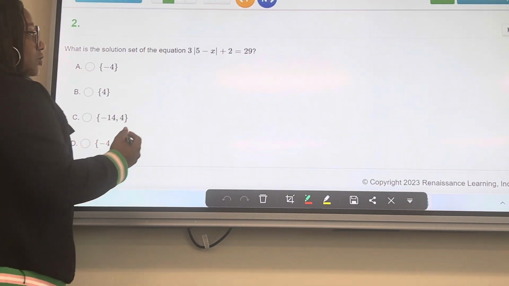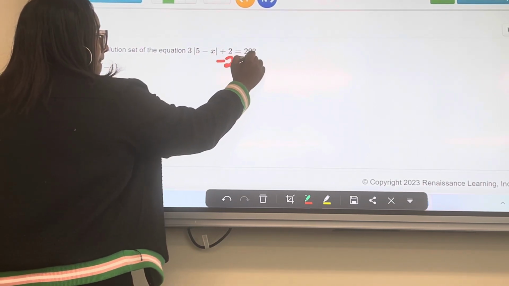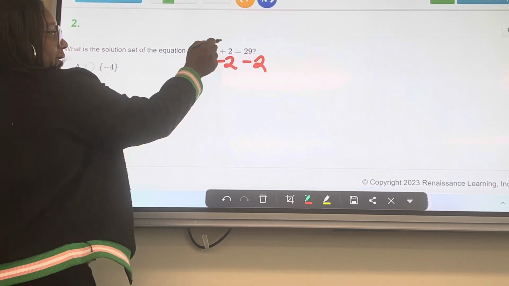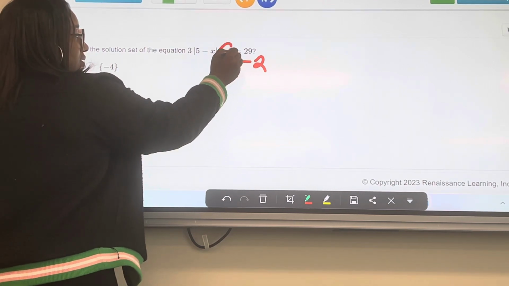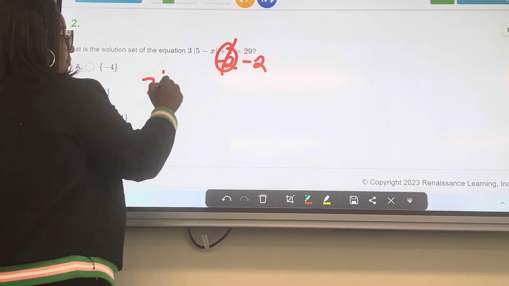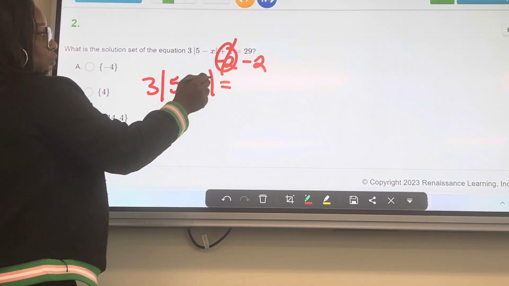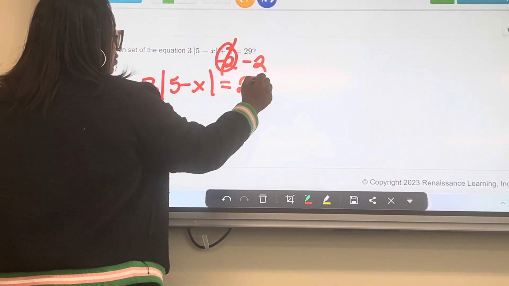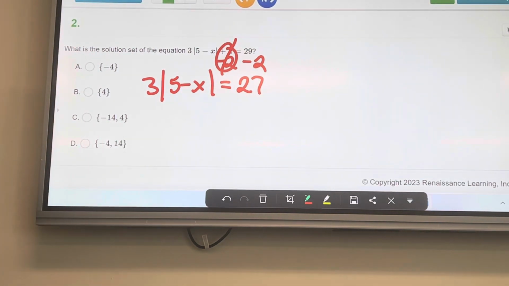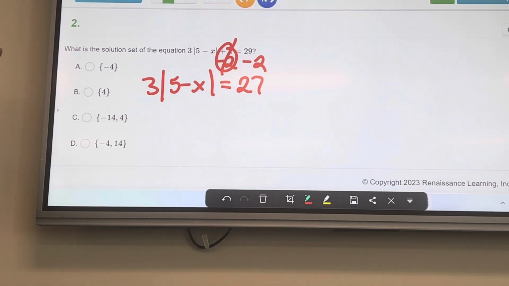So what would I do first? I'm going to subtract 2 from both sides. Positive 2 minus 2, that's a zero pair. It cancels, and it leaves me with 3 times the absolute value of 5 minus x equals 29 take away 2, which is 27. From there, I'm going to get rid of this 3. So we're basically treating the absolute value like it's a big x value.